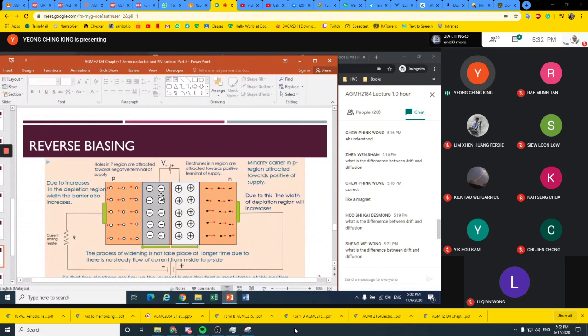And you can see the depletion region here will be widened because the charges in the N region, which are electrons, and here is the positive terminal, so therefore they move in this direction, the electrons. And same for the P region, the holes move toward the negative terminal, and therefore the depletion region here will be widened.